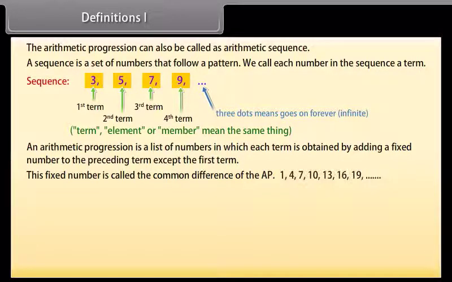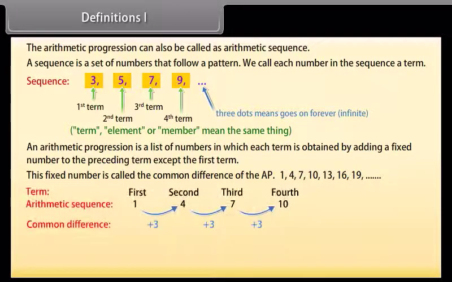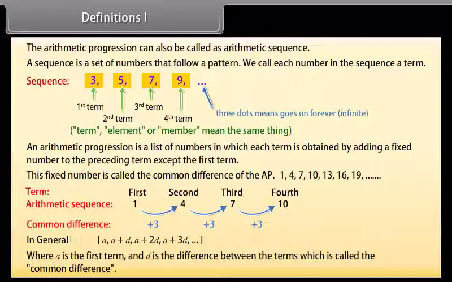Look at this sequence. We can see here that the common difference is 3. In general, we can write an arithmetic sequence like this: A, A plus D, A plus 2D, A plus 3D, and so on, where A is the first term and D is the difference between the terms, which is called the common difference.